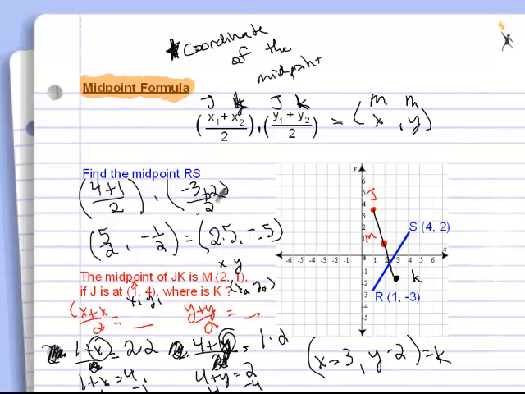But that's the midpoint formula. The x plus x divided by 2 gives you the x coordinate. The y plus y divided by 2 gives you the y coordinate. The x and the y give you the exact position of the midpoint. Let's keep going.